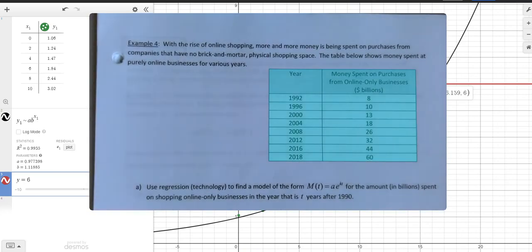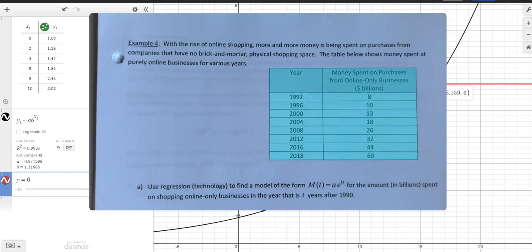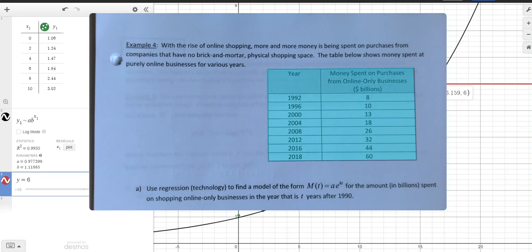All right, in our next example, with the rise of online shopping, more and more money is being spent on purchases from companies that have no brick and mortar physical shopping space. The table below shows how much is spent at only online businesses from 1992 up to, in a variety of years, 2018. And you can see this is in billions, the amount spent at these online-only businesses.